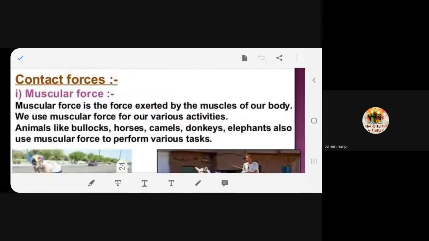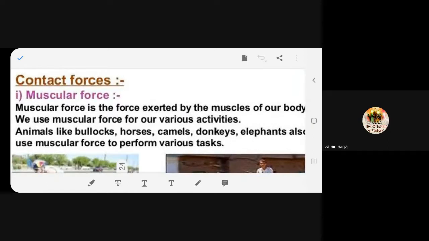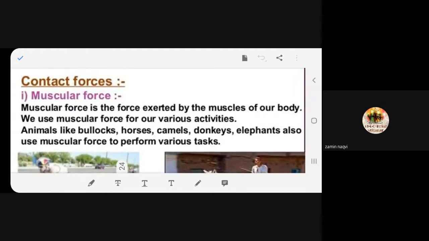Now let's do contact forces first, one by one. The first one is muscular force. Muscular force is the force exerted by the muscles of our body. We use muscular force for our various activities. Animals like bullocks, horses, camels, donkeys, elephants also use muscular force to perform various tasks. As the name suggests, it is the force exerted by the muscles of our body.